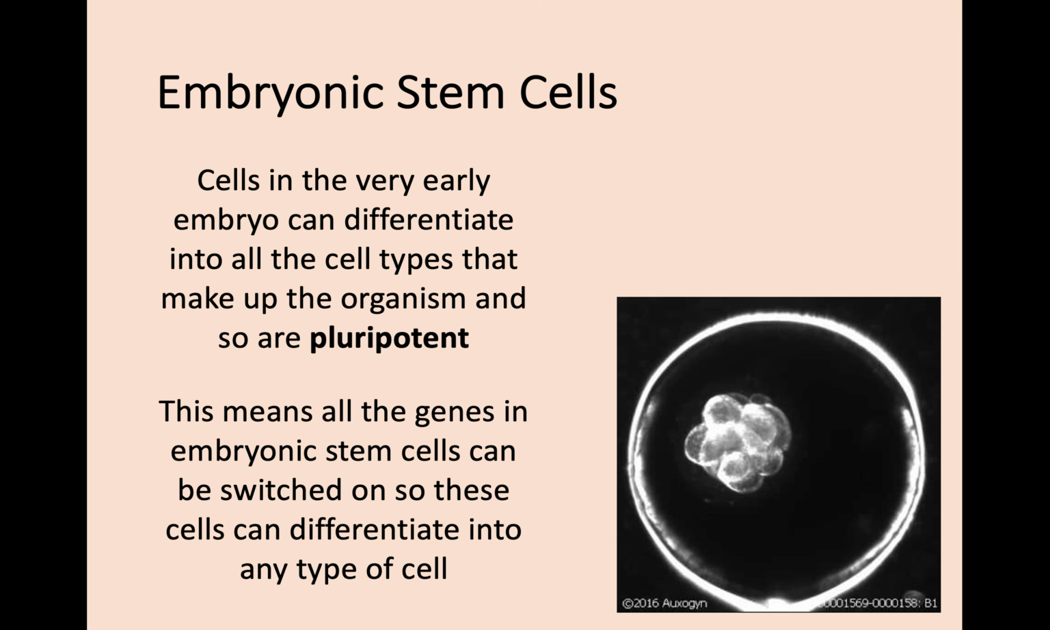Embryonic stem cells are from the very early stages of the embryo, and they differentiate into all the cell types that make up the organism eventually. We term these pluripotent, and pluripotent means that all the genes in these stem cells can be switched on and they can differentiate into any type of cell in that organism at all. So pluripotent means it can become any other type of cell.